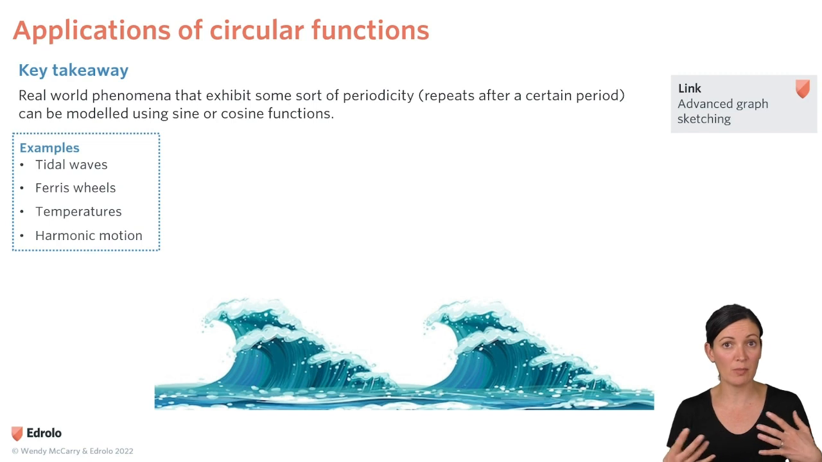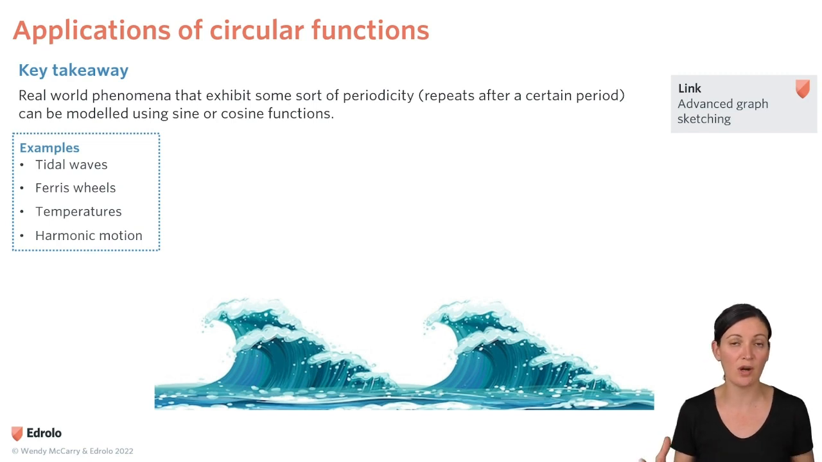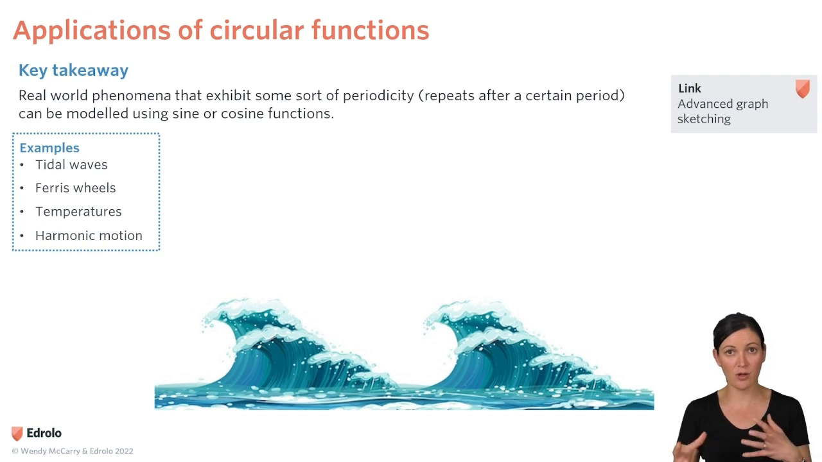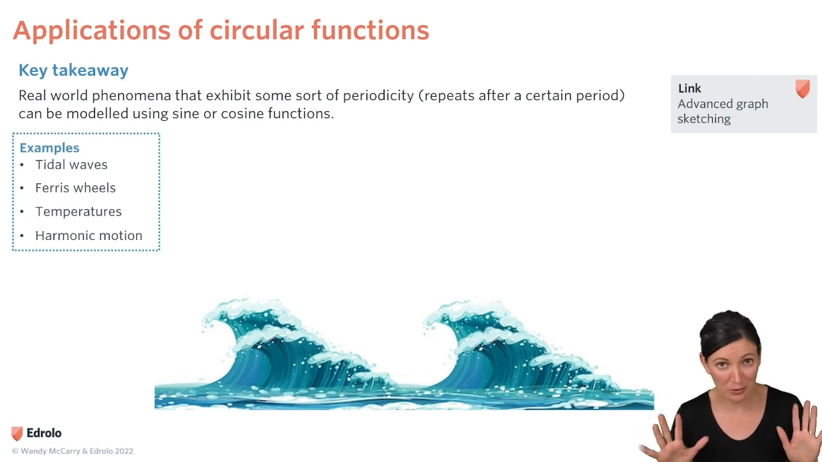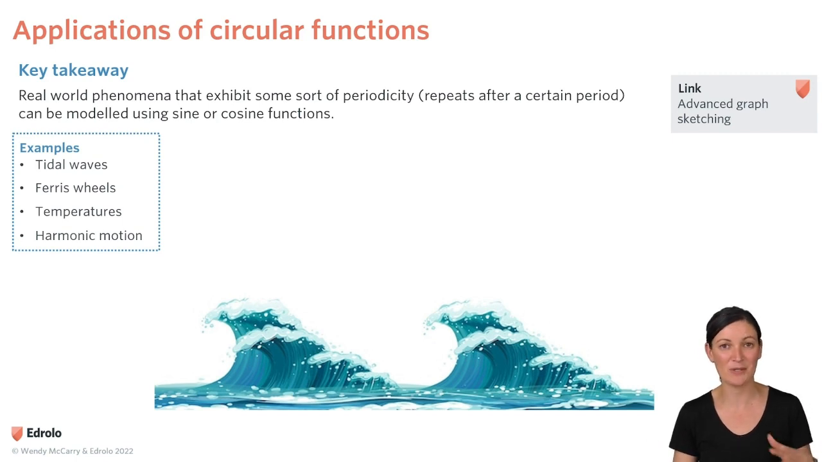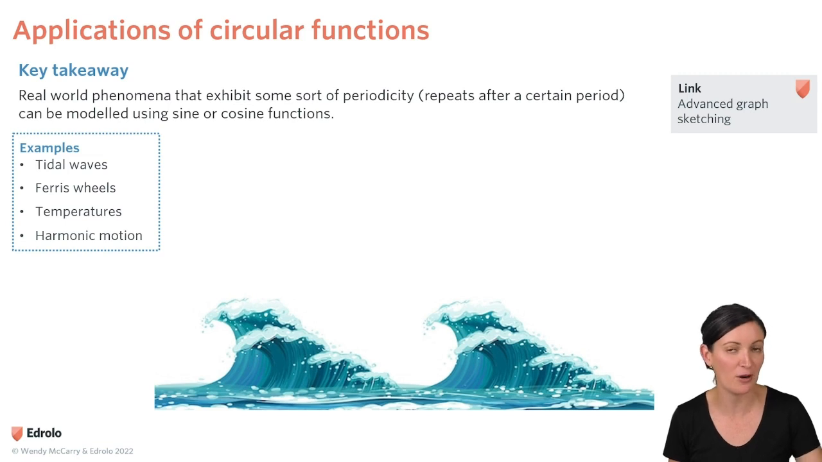Average daily or monthly temperatures are cyclical in nature, so again they can be modeled using sine or cosine. Harmonic motion, sound waves, anything like that. So these are all applications that you might commonly see in your exam questions, but they are actually real-world examples. Your functions might be a little bit simplified, but they are useful.